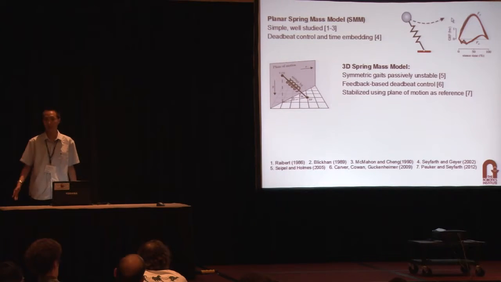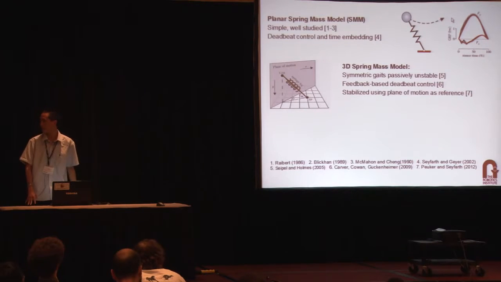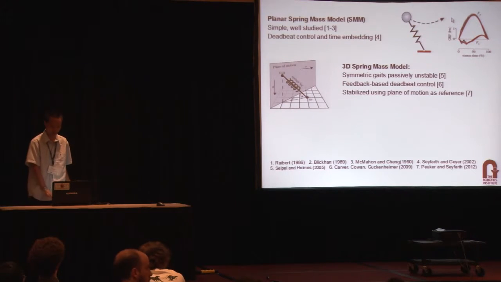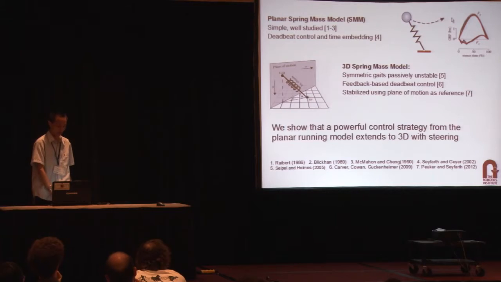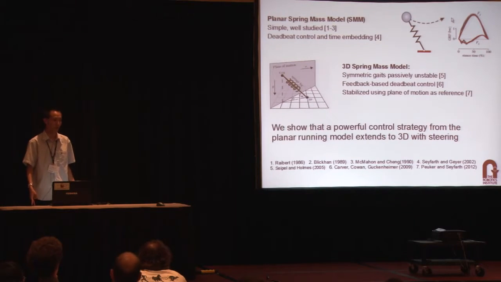The 3D spring mass model has been examined. It's been shown that if you put it in global coordinates, it's passively unstable. The lateral motion needs to be stabilized through feedback. If instead you use the direction of motion from the previous apex to characterize your angles, you can get passive stability. And what we do is that we take the deadbeat time-embedded control that exists in the 2D model, and we use it to stabilize the apex height simultaneously with the steering angle in 3D.